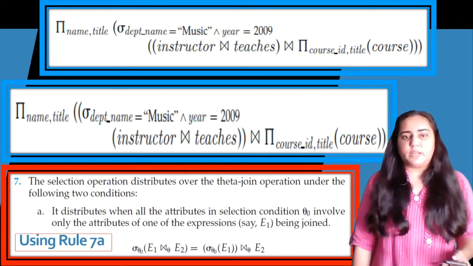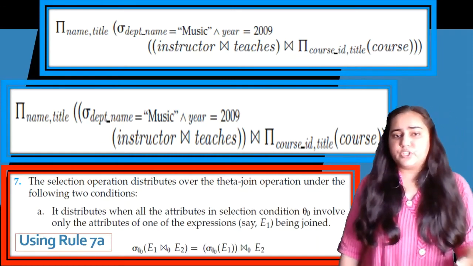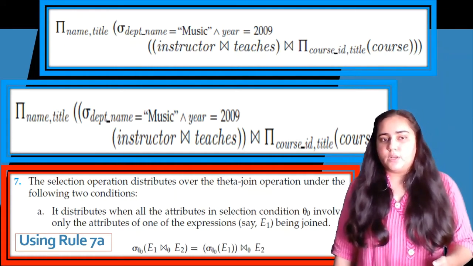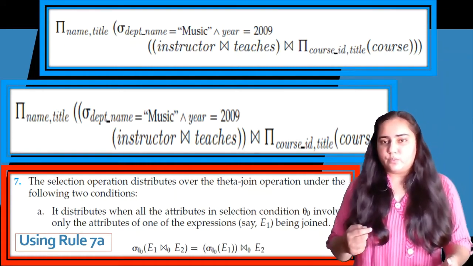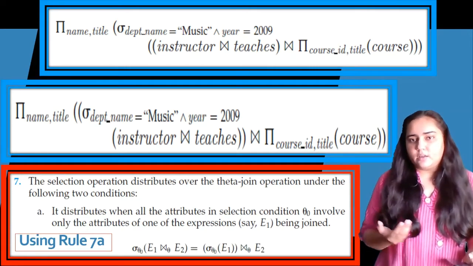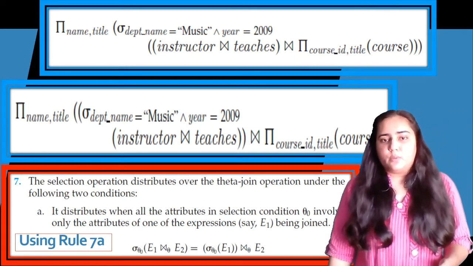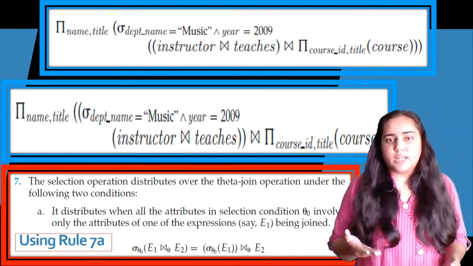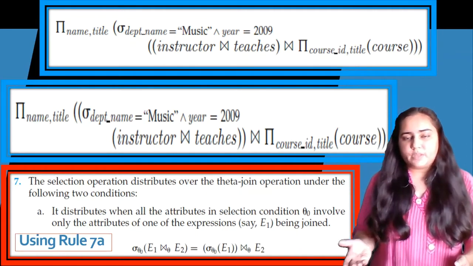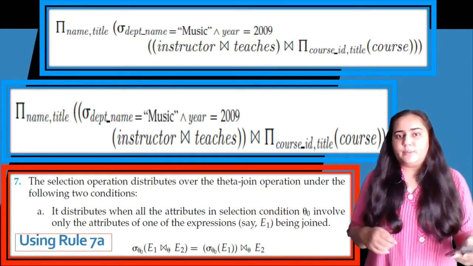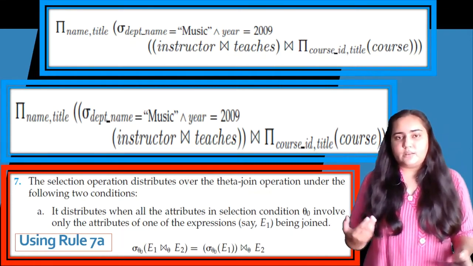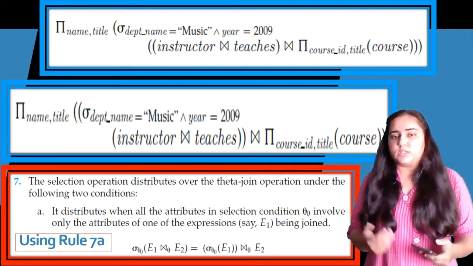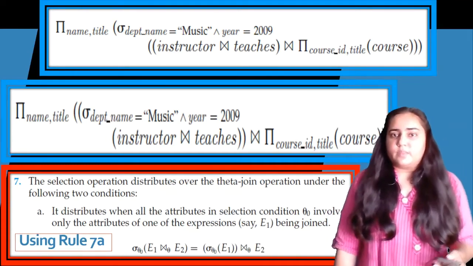And here the rule that I've applied is rule 7a, which says that the selection operation distributes over theta join operation under 2 conditions, and we have used the condition which is A. So the part A of that rule, where you can see that all the attributes which are present in the sigma condition belong to only one of the tables. In our case, they belong to only 2 out of 3 tables, and that's why I can separate that sigma from course and apply it only individually to instructor and teachers. Okay, now let's proceed.